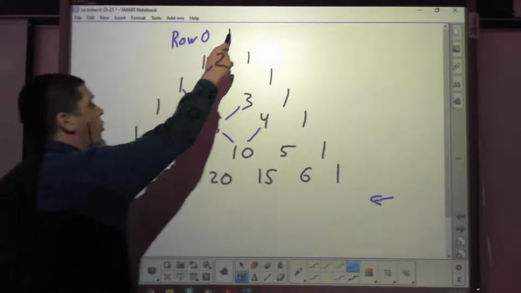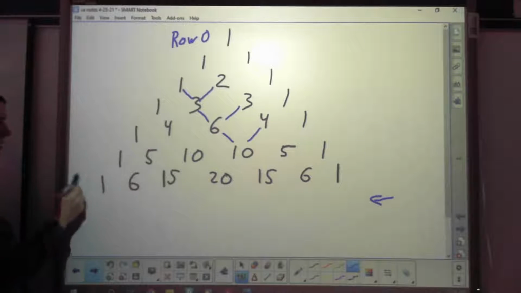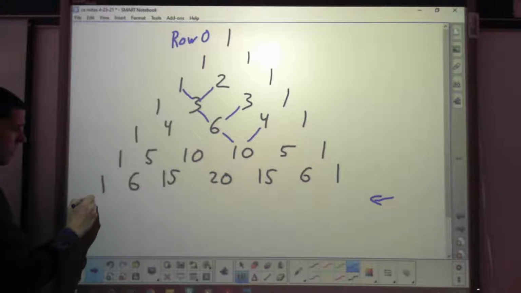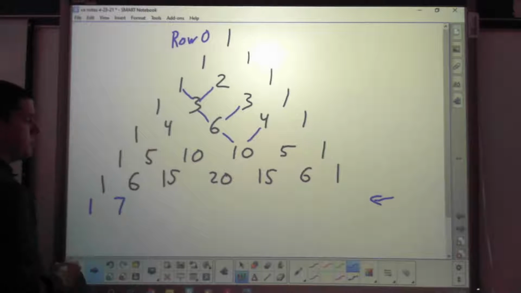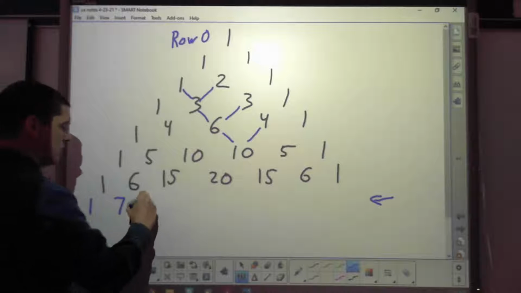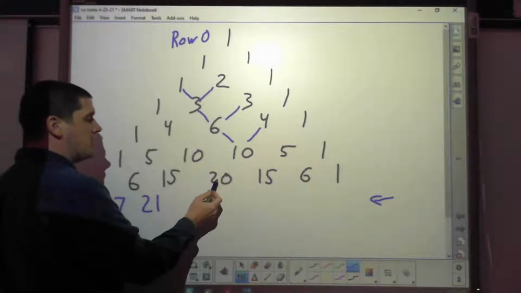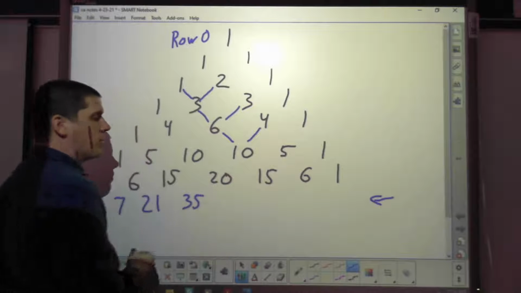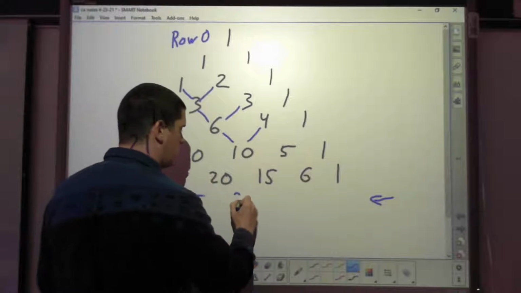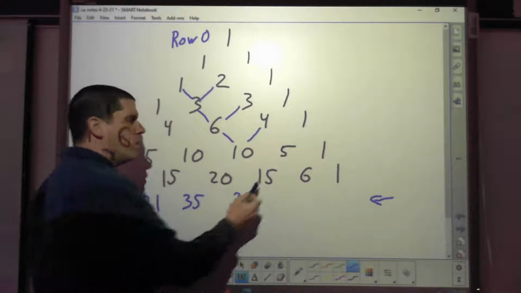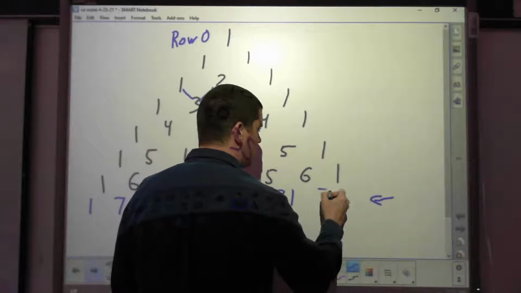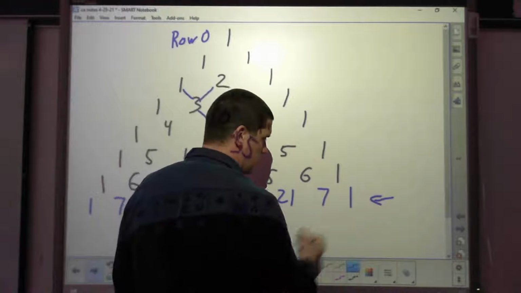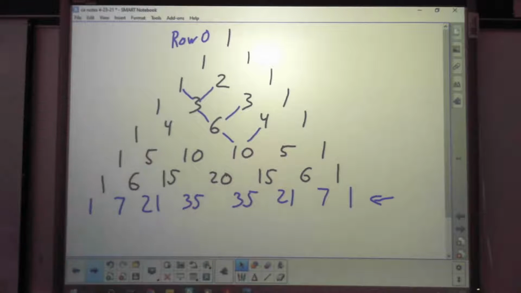So notice that there are all these 1s on the outside. The way we can think about that is, well, there'd be a 0 over here. So if I did 0 plus 1, that would give me a 1 right here. And then for the next number, 1 and 6 gives me 7. 6 and 15 give me 21. 15 and 20 give me 35. 20 and 15, 35. 15 and 6 give me 21. 6 and 1 give me 7. And 1 on the outside. So we can see there's a row of Pascal's triangle.